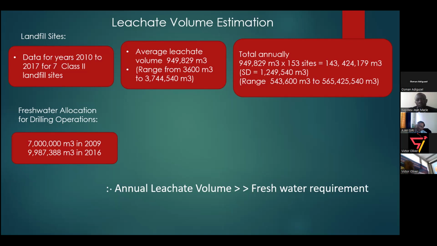All right. And if you look at the amount of fresh water allocated in 2016, it was about 10 million. And as I mentioned, we estimate on an annual basis there will be about 140 million available. Therefore, the annual leachate volume significantly exceeds the fresh water requirement. Okay, in that sense, from a quantity standpoint, it doesn't seem to be problematic.